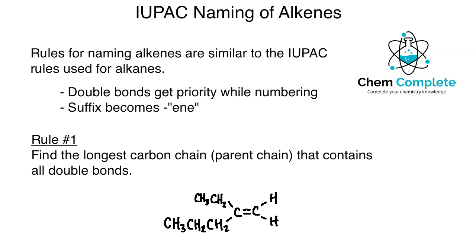All right, so on to IUPAC naming of alkenes. The rules for naming alkenes are going to be very similar to the IUPAC rules for naming alkanes. Alkanes are just your regular saturated hydrocarbons, and alkenes have a carbon-carbon double bond present. If you are not familiar with how to name alkanes, I would suggest that you learn how to do that first before proceeding, because it is going to affect all of your IUPAC naming throughout your entire organic chemistry course.